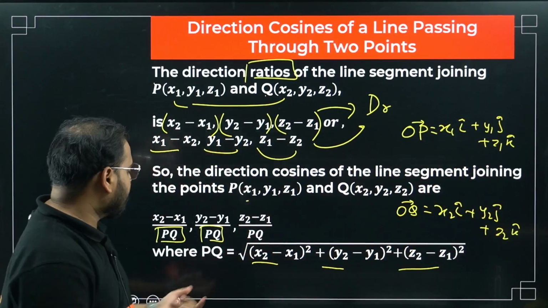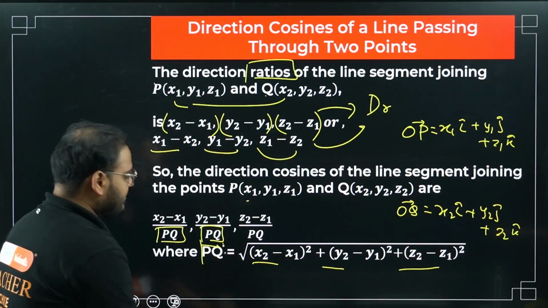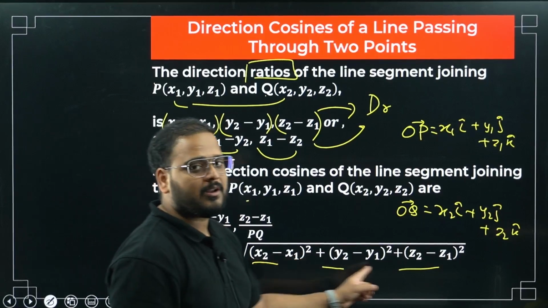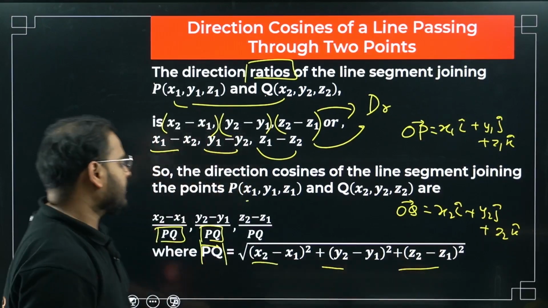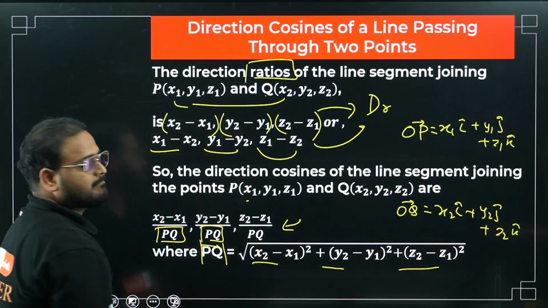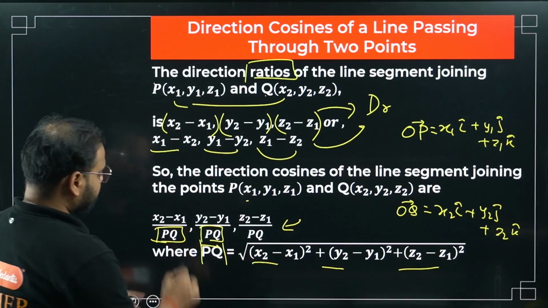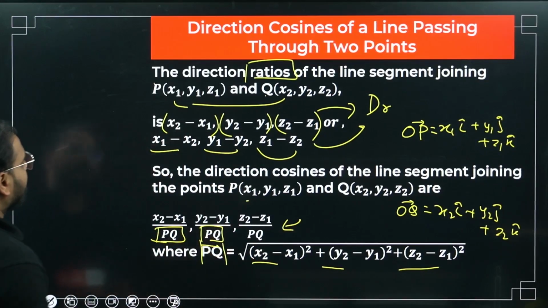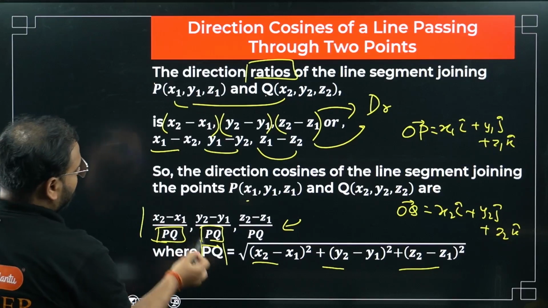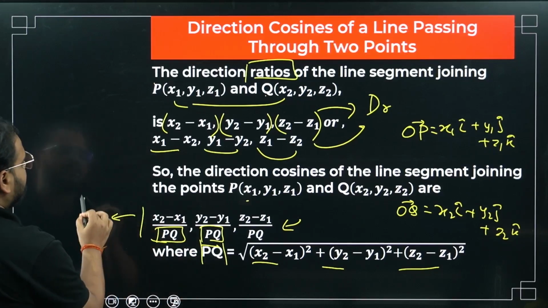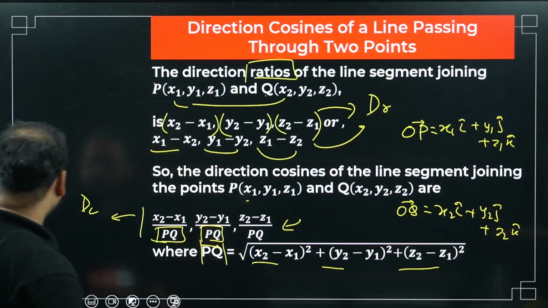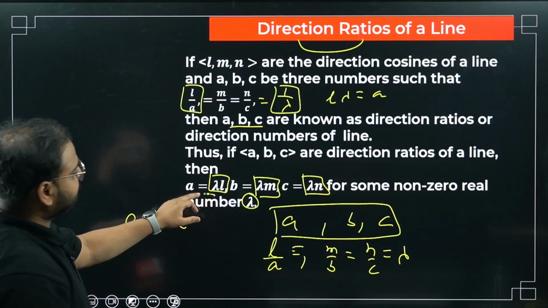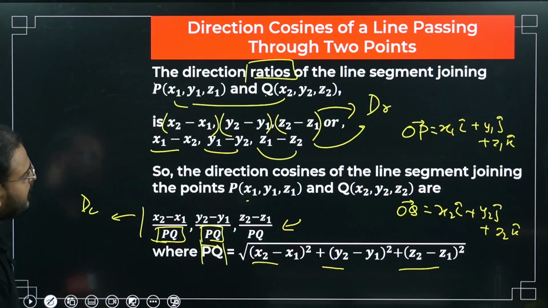So if I ask you to find the magnitude of the vector PQ, it is the square root of (x2 minus x1) whole square plus (y2 minus y1) whole square plus (z2 minus z1) whole square. We've learned this in vector algebra. This is for the x component, y, and z. With this known, this is the way to write direction cosines, and these are direction ratios. We got the relation from here.